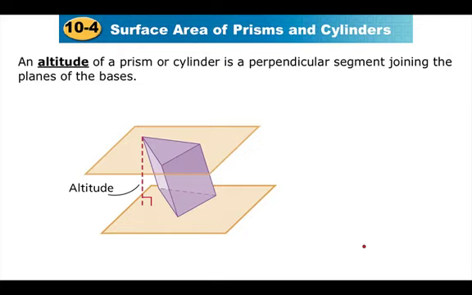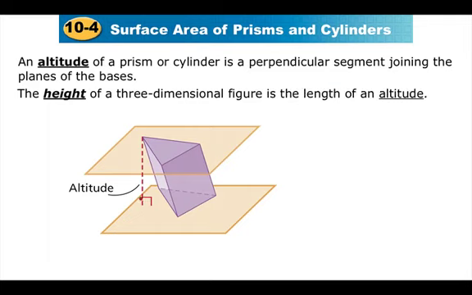Follow along. It says the altitude of a prism or cylinder is the perpendicular segment joining the planes of the bases. Notice it's 90 degrees. So these are the planes, basically on top of the bases. The distance from here to here is what we call the altitude. It says the height of a three-dimensional figure is the length of an altitude. So in other words, height and altitude are basically the same thing.